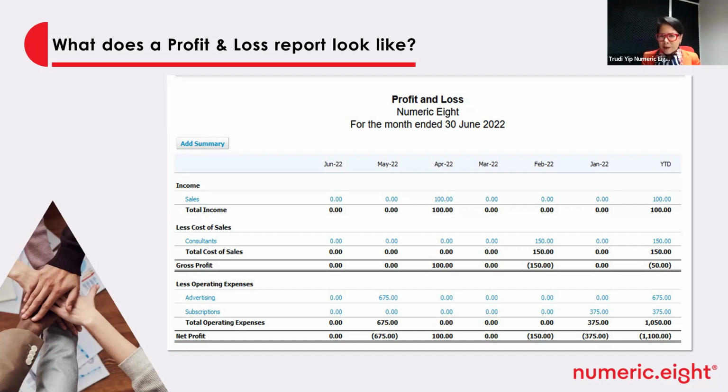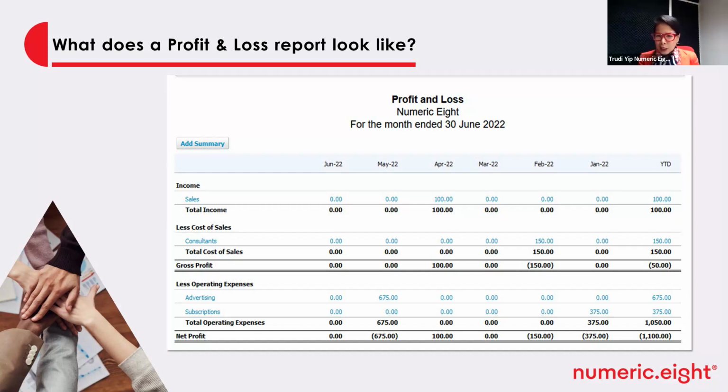I hope I'm making that clear for everyone. And then that way you can see what your total income minus your cost of sales, you then see your gross profit. Your operating expenses are all things that are a cost to the business, no matter how much income you are bringing in.